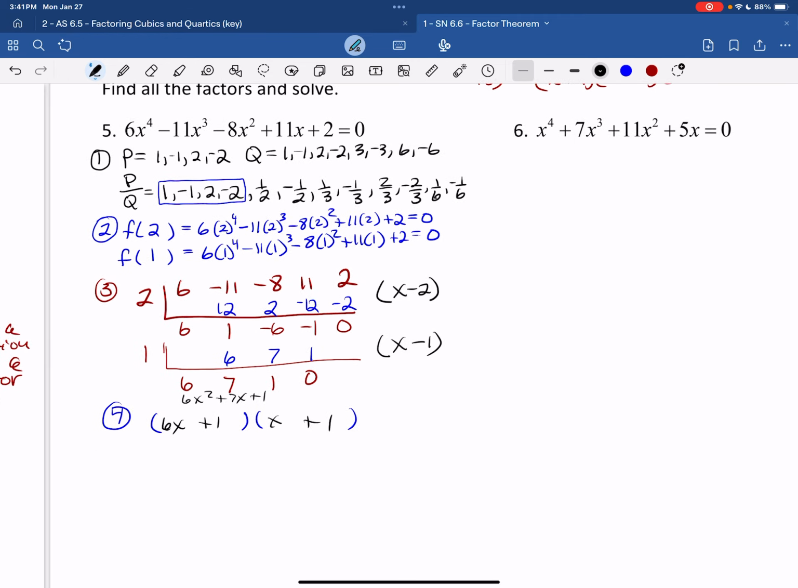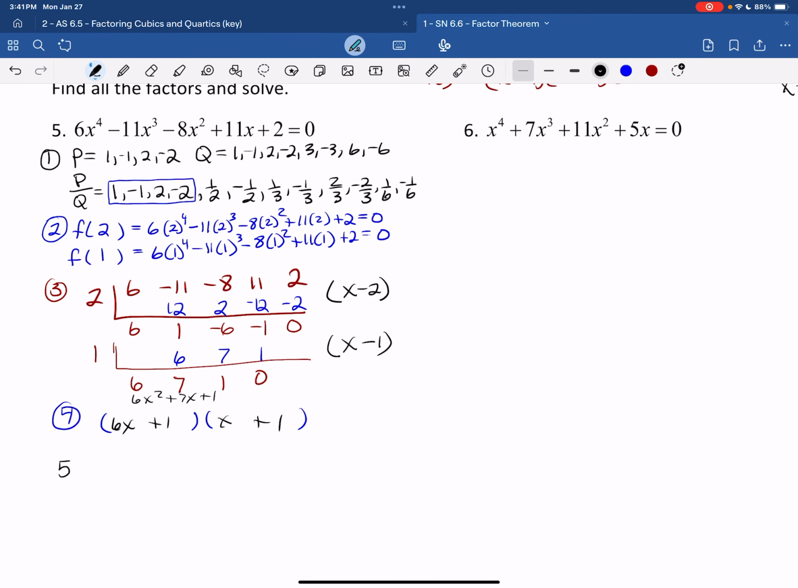Step 5, we're going to list all of the factors. So let's list all of our factors. So we have our x minus 2 factor, our x minus 1 factor, an x plus 1 factor. Then we got an x minus 1 factor, and we have a 6x plus 1 factor.